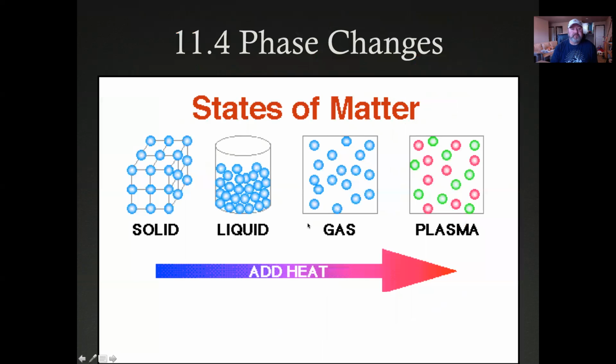Okay, 11.4 is about phase change, and I'll just pause for a second, and then we'll keep plugging away here.